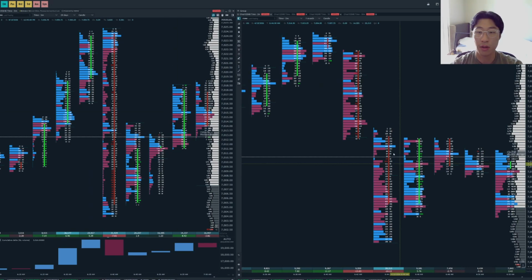So coming into the footprint chart, just to give you some context, this is the 5-minute chart. This is the 2-minute chart. And right here is the market open. So market open, we rally to the upside, and then we get this strong move to the downside.